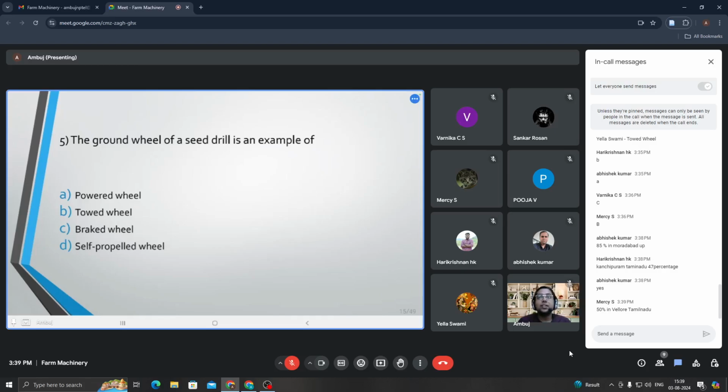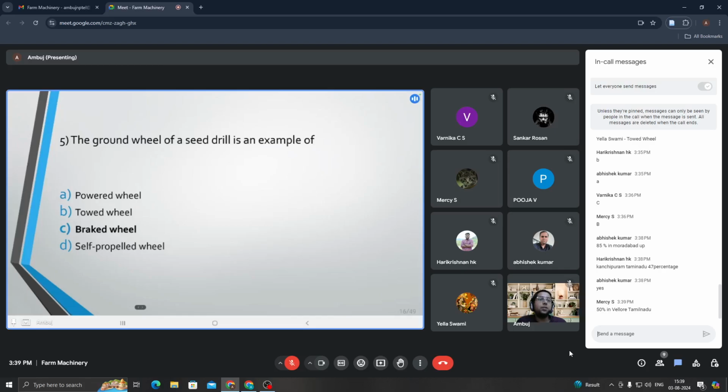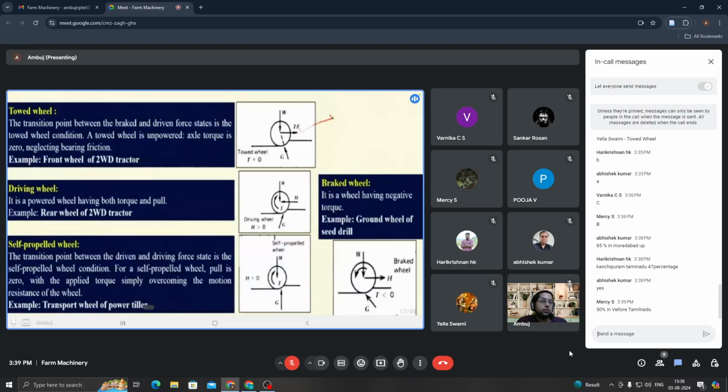Okay, no problem. The ground wheel of a seed drill is an example of a braked wheel. Four types of wheel are there in this particular question. I'll tell you about all the four types of wheel in great detail. First one was toed wheel. Another one was driving wheel, another one was self-propelled, and another one was braked wheel.